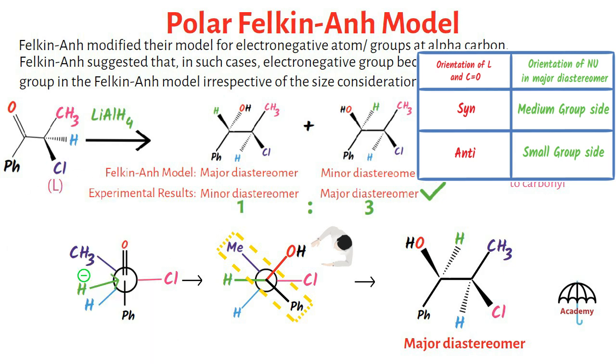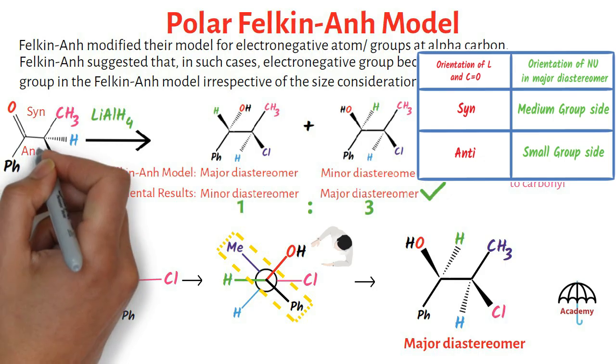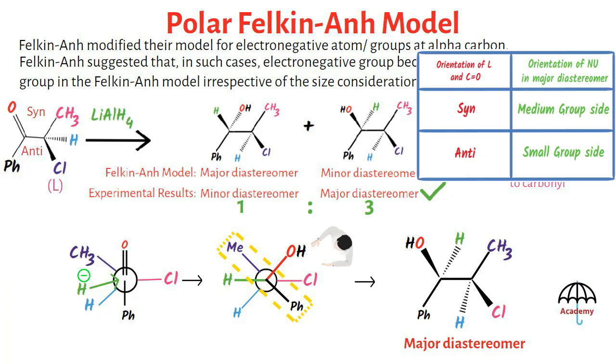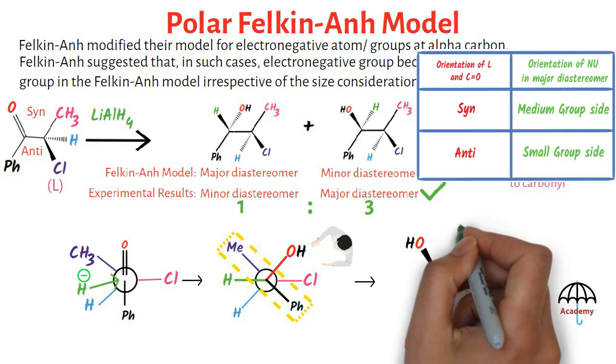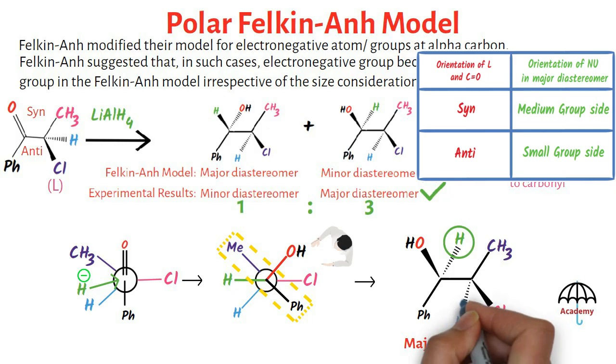Methyl in the reactant is syn to carbonyl oxygen, therefore chlorine must be anti to carbonyl oxygen. When large group is anti to carbonyl oxygen, the incoming nucleophile will be on the side of the small group in the major diastereomer. Thus, in our major product, hydride nucleophile and small group are on dashes.